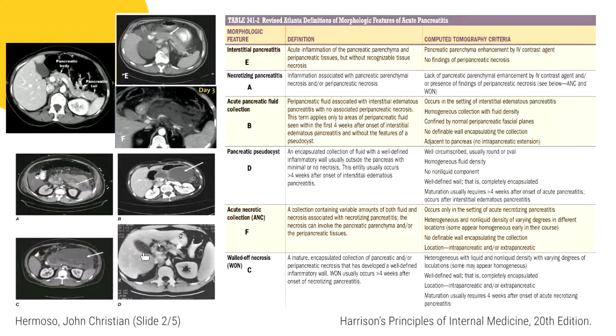Now we move on to image F over here, which is an acute necrotic collection. So what we see here is necrosis of the pancreas with no wall and a non-homogeneous collection in the peripancreatic tissue. And finally, image C, which is a walled-off necrosis. You can see heterogeneous fluid and non-fluid densities here with varying degrees of loculations encapsulated with a well-defined wall.